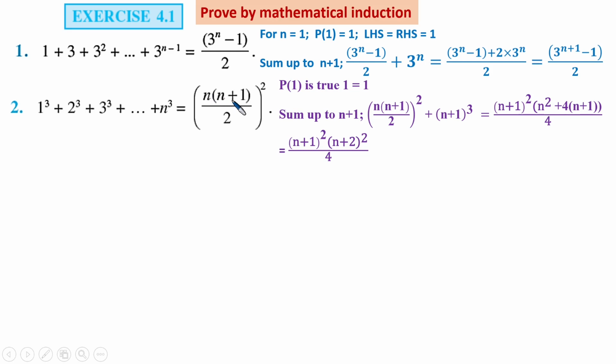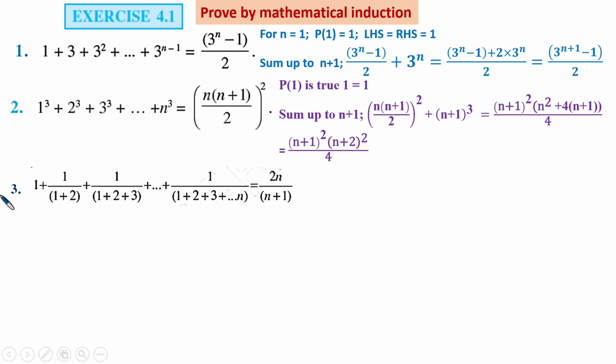This is n plus 1, and n plus 1 plus 1 is n plus 2. So it has the same form for n plus 1. So by the induction method we say that it is true. Similarly here, 1 plus 2, this is then 1 divided by 1 plus 2 plus 3.